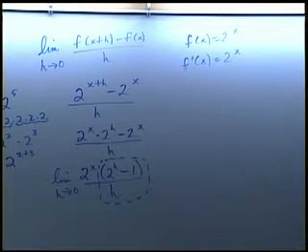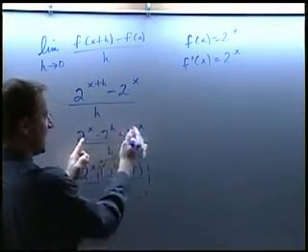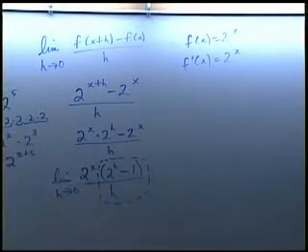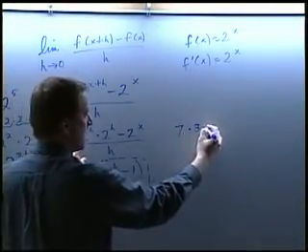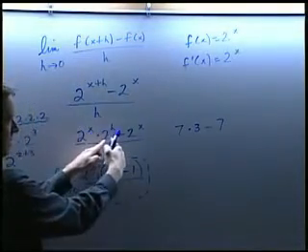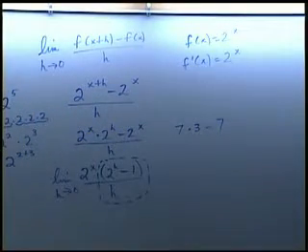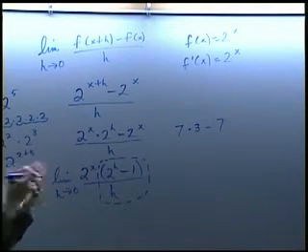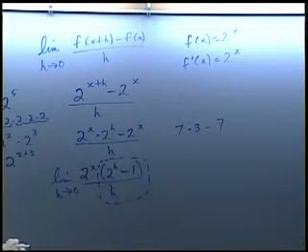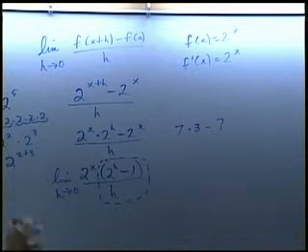A similar algebraic example here. What if, instead of having 2 to the x's, I just had numbers? What if this was 7 times 3 minus 7? Kind of a similar idea. I can't really cancel the 7 off, but I can factor it out from that group. So that's the difference there.